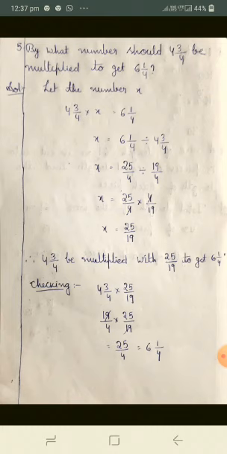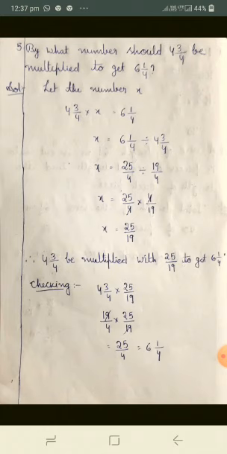So you have to multiply 4 and 3 by 4 with 25 by 19 to get 6 and 1 by 4. You can check also. Instead of x you can keep 25 by 19. If you multiply, you will get 25 by 4. If you change it into a mixed fraction, you will get 6 and 1 by 4. It means you did it the correct way.